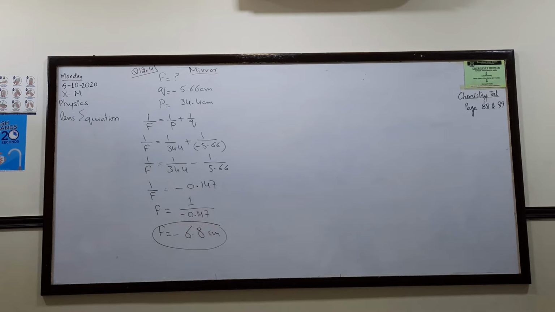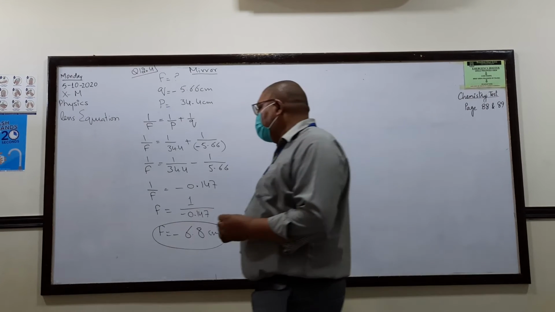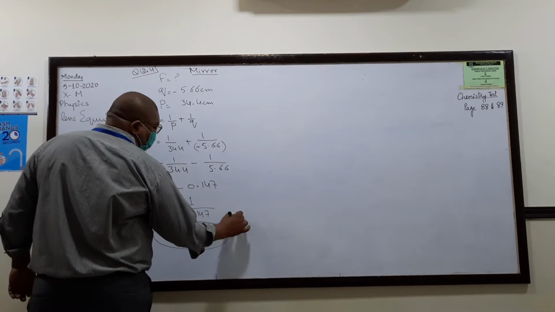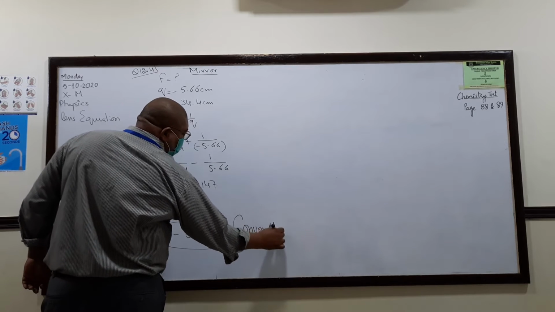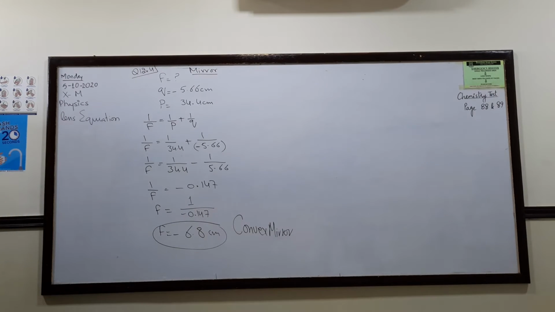Because the focal length is negative, it's definitely a convex mirror. Due to the negative focal length, I know that it's a convex mirror, because convex mirrors have negative focal length. Do you understand? So this was a numerical from the topic of mirrors. Okay?